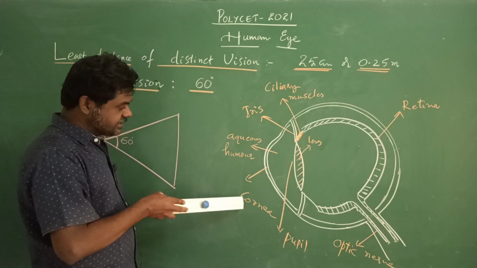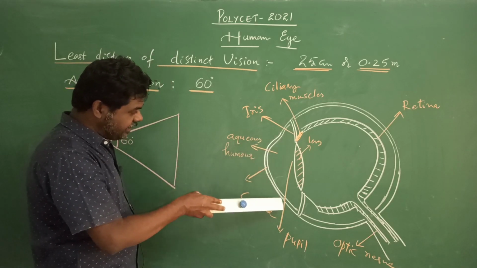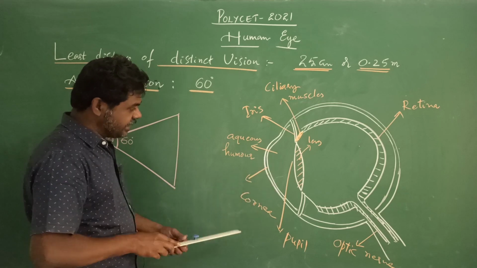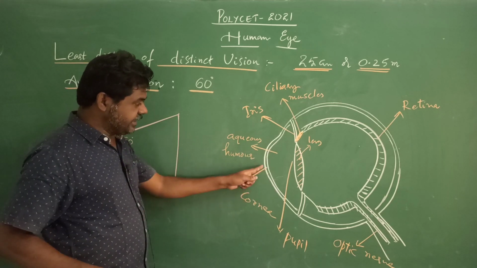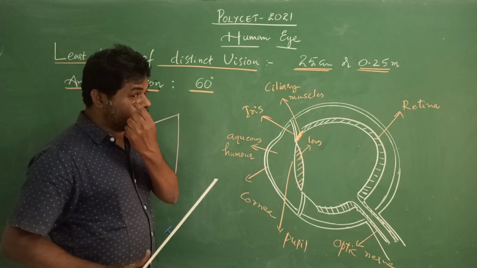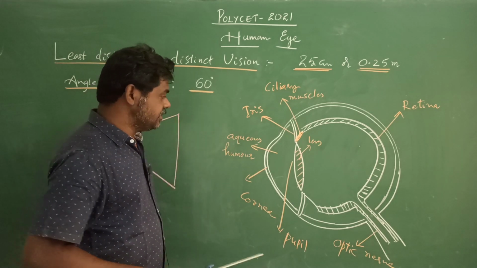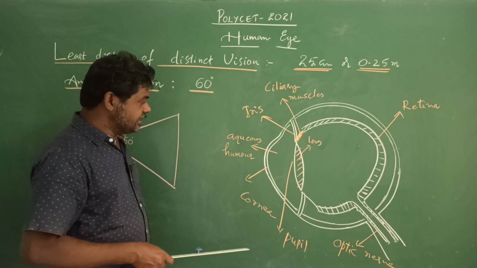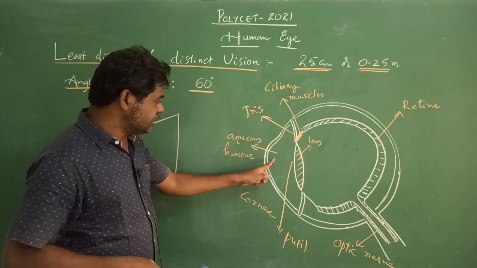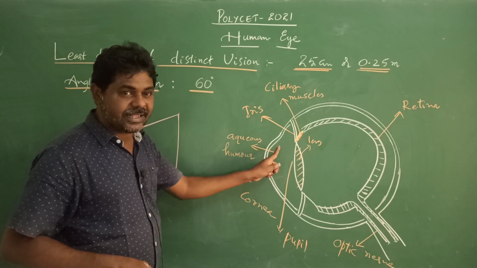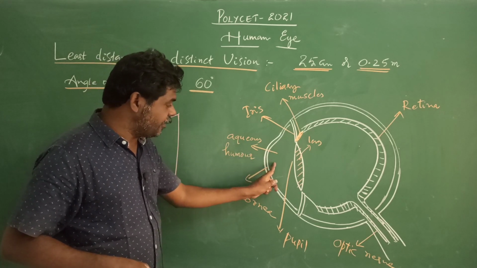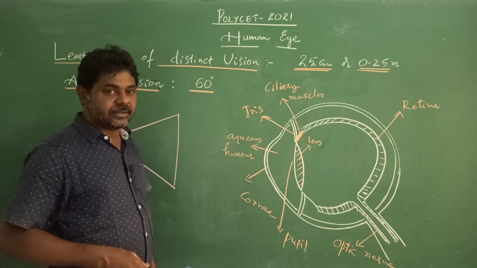And the first part is cornea. This is cornea. Is it right? The front portion of the eye. Our eye's front portion, the beginning. So front portion cornea, then aqueous humor. Aqueous humor means water-like substance. It is present inside our cornea. That is called aqueous humor.